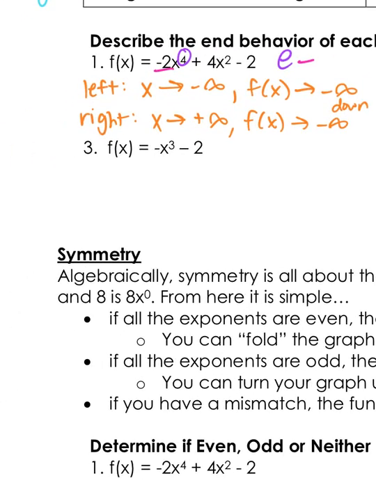All right, number 3, we're looking at an odd negative. So they're going to be opposite directions. So x to negative infinity and x to positive infinity.